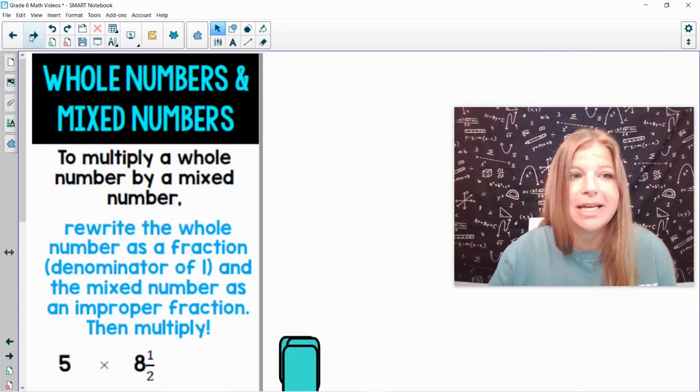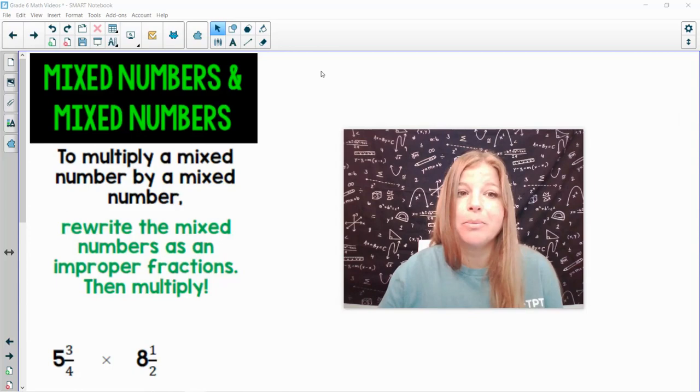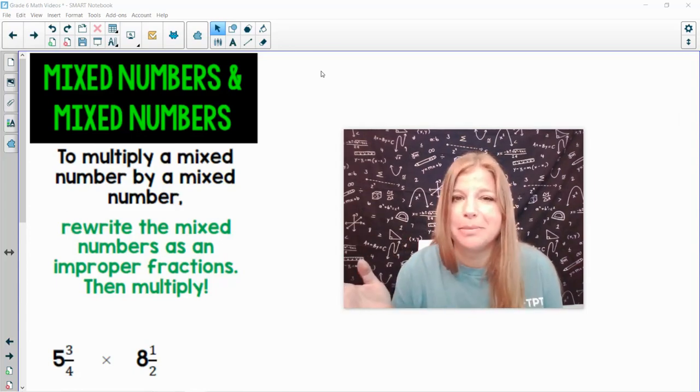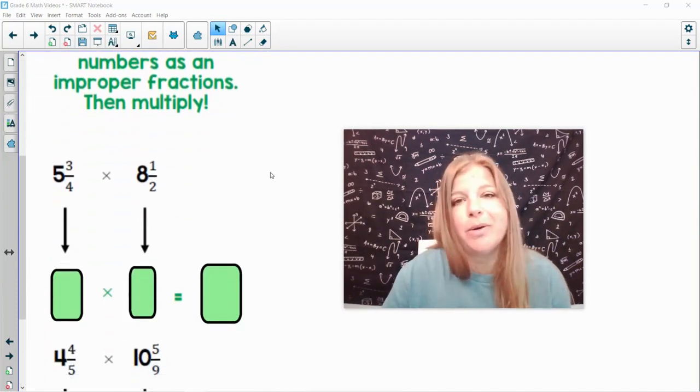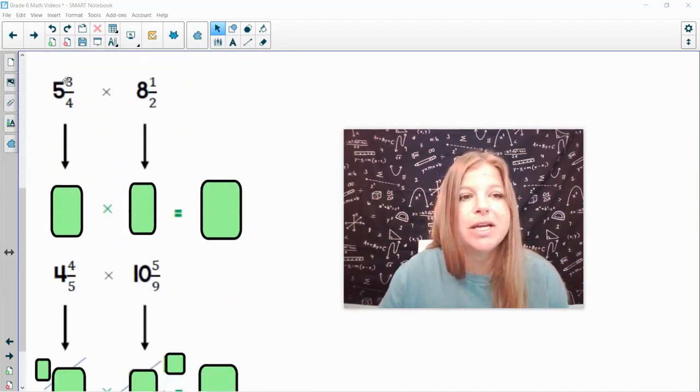All right, next skill, multiplying mixed numbers and mixed numbers together. So to multiply two mixed numbers together, we need to write them both as improper fractions, and then we're going to go ahead and do our multiplication. So here, 5 and 3/4 times 8 and 1/2.